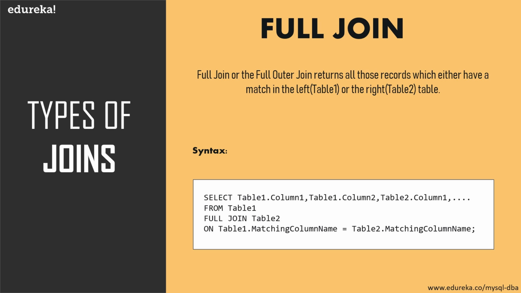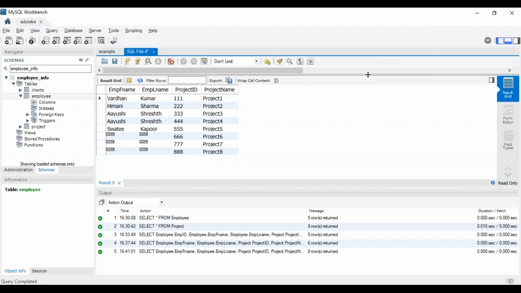So the syntax is select table1.column1, table2.column2, table2.column1, and so on. Basically the different column attributes. From table 1 full join table 2 on table 1.matching column name equal to table 2.matching column name. So that's basically again the related column, that is, a matching column. Now to see how full join works, let me just shift back to my MySQL workbench.